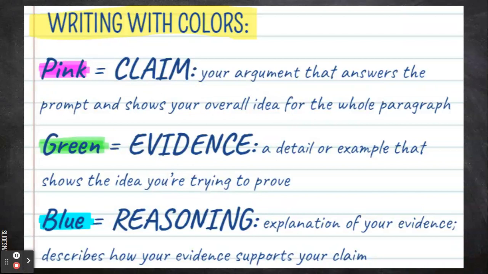Then you give your evidence in green. That is a detail or example that shows the idea you're trying to prove. Okay, it's an example of your claim. And then finish up with some blue, reasoning. That comes after your evidence. It explains your evidence and describes how your evidence supports your claim.